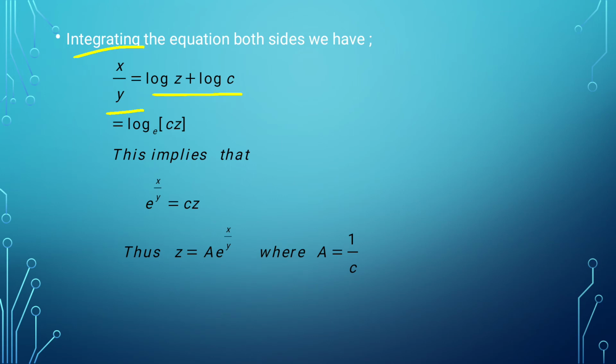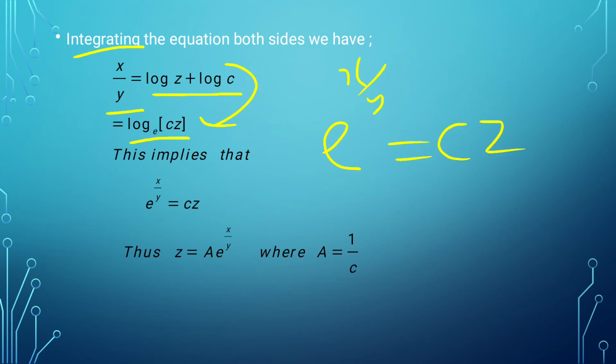By the laws of logarithms, addition means multiplication, so it can be condensed to this. And if you write this using the laws of indices, you'll find that e raised to the power x over y will be equal to cz.